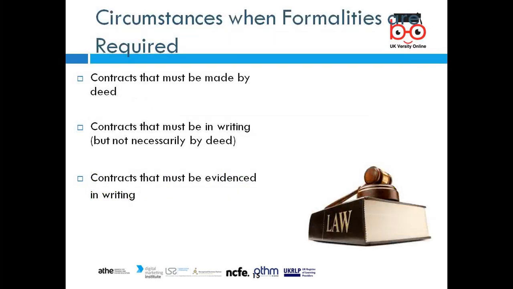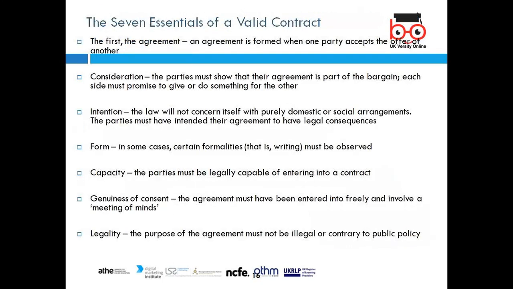Then circumstances and formalities required: contracts that must be made by deed, contracts that must be in writing but not necessarily by deed, and contracts that must be evidenced in writing. There are seven essentials for a valid contract, to make a contract valid. First, agreement. Agreement is formed when one party accepts the offer of another. Does it make sense? Yeah.